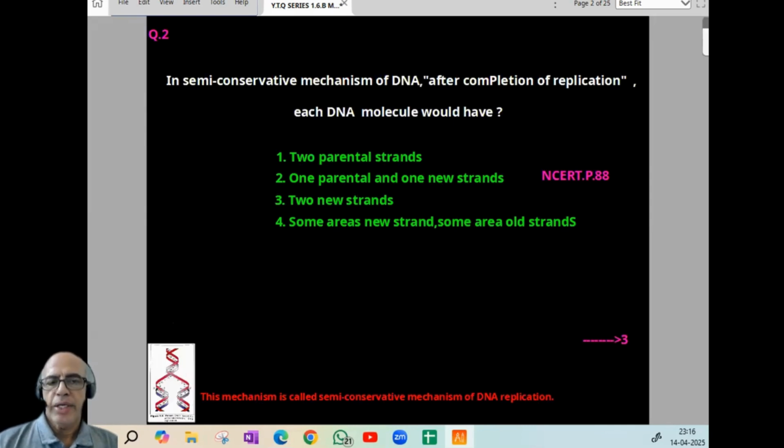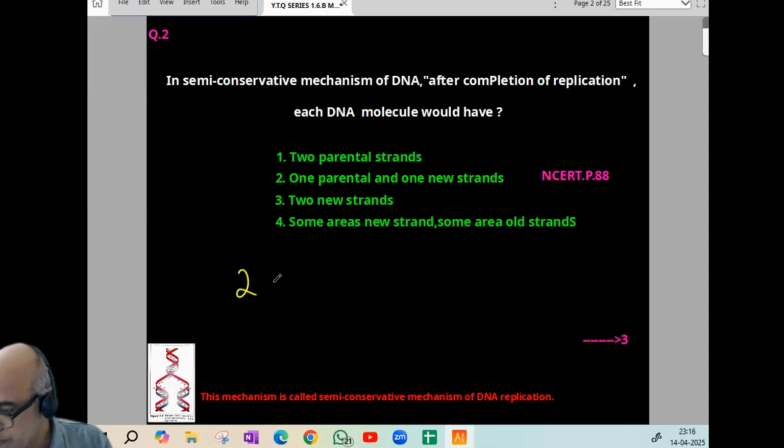In the semi-conservative mechanism of DNA, after completion of replication, each DNA molecule would have what combination? In such a case, we find one parental and one new strand. That is the semi-conservative mechanism. So one parental and one new strand, that is option 2. And this is the reason why it is called the semi-conservative mode of DNA replication. I think the idea is clear. We can proceed to the third question.